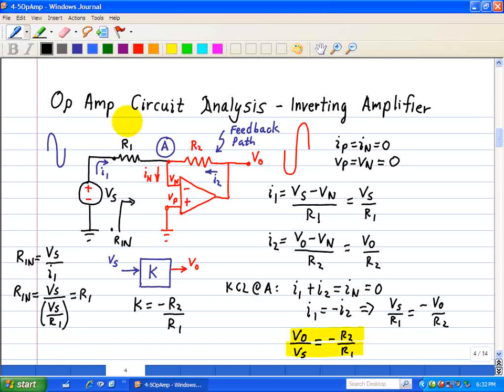In other words, the inverting amplifier has a finite input resistance determined by this external resistor R1. Now the next example will show that the finite input resistance must be taken into account when analyzing circuits with op amps in the inverting amplifier configuration.